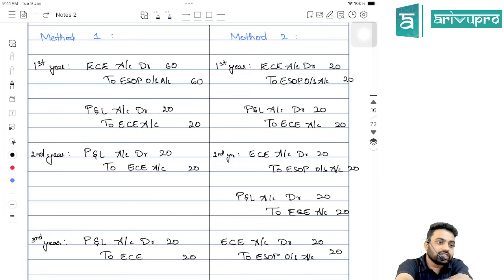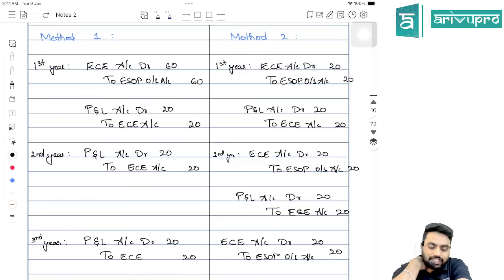And second year also we will continue with the same thing. Second year no need to create because everything is already created. Second year only you have to write off. That is P&L to ECE 20. Third year again you will do P&L to ECE 20.